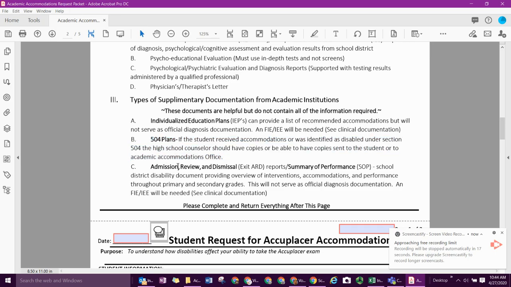School districts will usually have copies of those. Our reports, those as well, provide accommodation lists, but they do not provide diagnosis. We will still need the FIE or the IEE for that as well. This ends page 2.